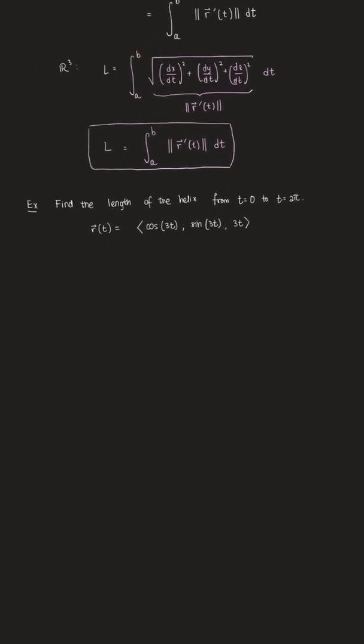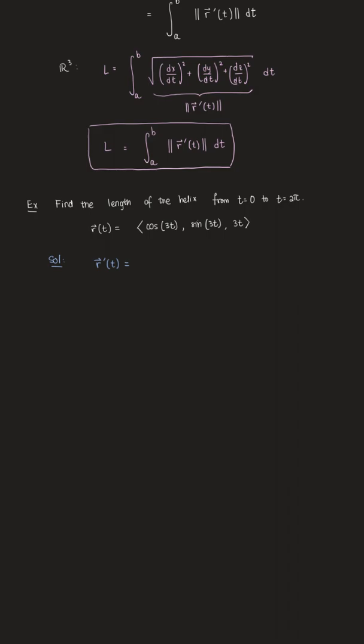This is one type of helix. We want to find the length of the helix from t equals 0 to t equals 2 pi. And the curve is defined by cosine 3t, sine 3t, and 3t. So let's think about finding the derivative vector. We'll find r prime of t first, then we'll find the magnitude of that vector function, and then we will integrate from t equals 0 to t equals 2 pi to find the arc length.